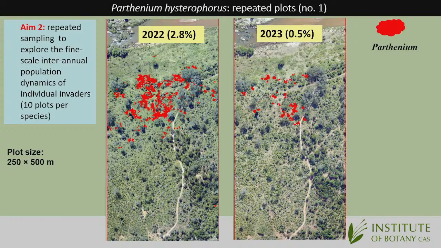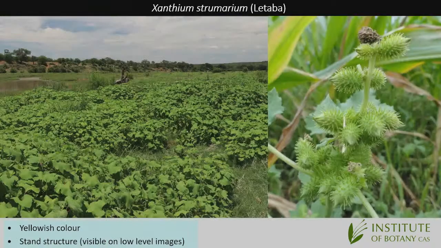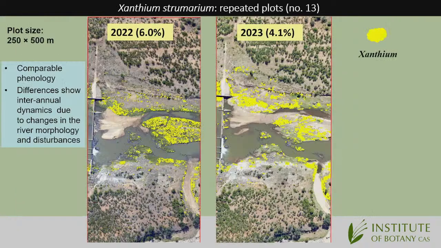You need to capture it in the same phenological stage, because like you see on this picture on the right, the massive floods last year here in Kruger actually washed away the invasive populations, but they were coming back after this. The same example for Xanthium.